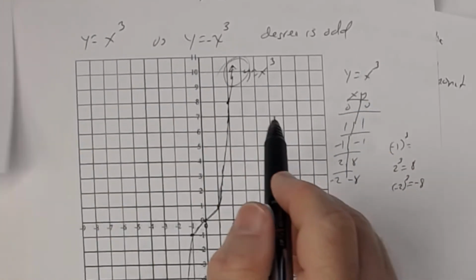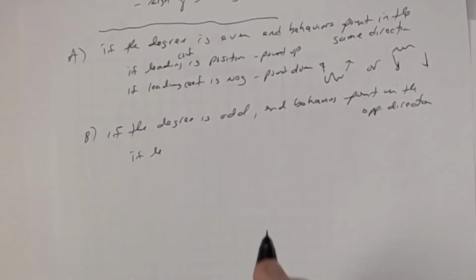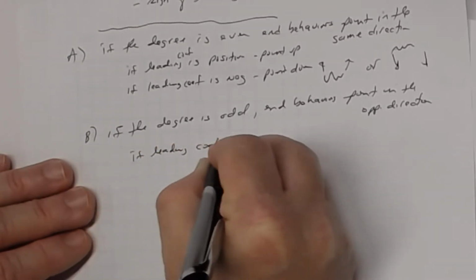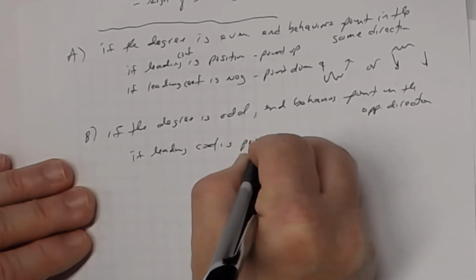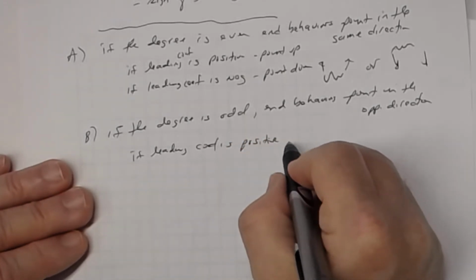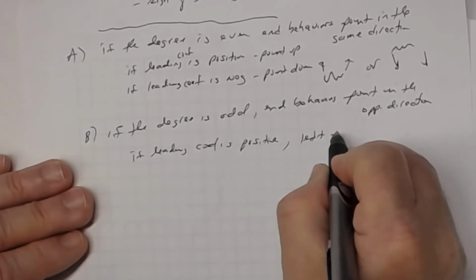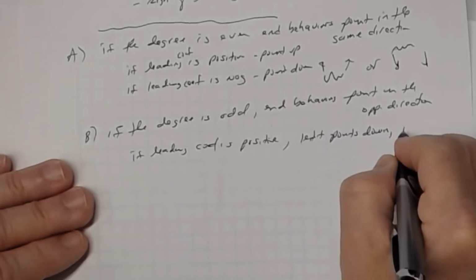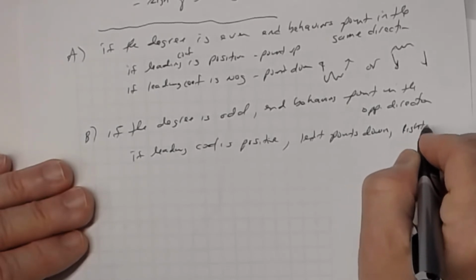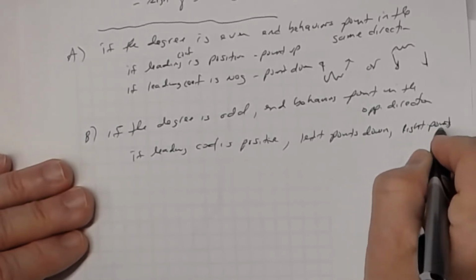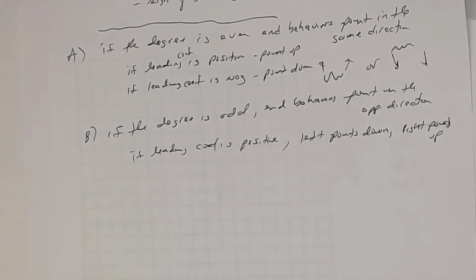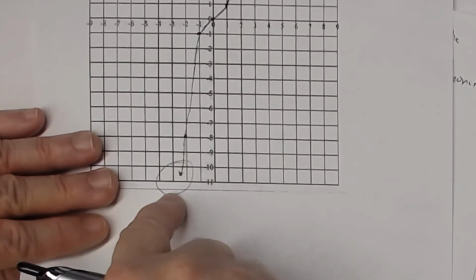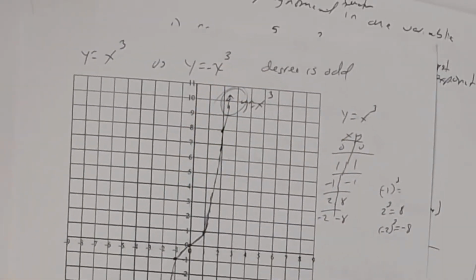All right, now, if the leading coefficient, we did this one already, y equal x cubed, the leading coefficient is positive 1. So if the leading coefficient is positive, on the left it points down, on the right it points up. Okay? On the left, it's always in your mind, think about y equal x cubed. Here's y equal x cubed. On the left it points down, on the right it points up.